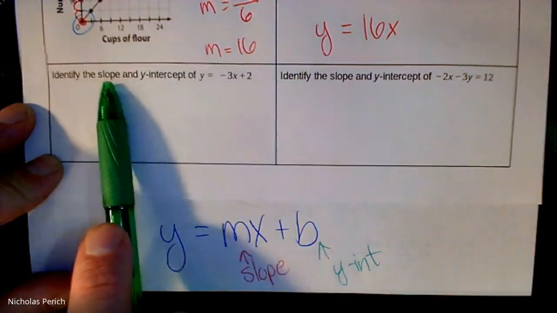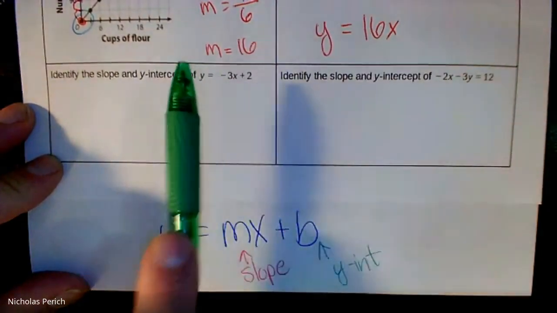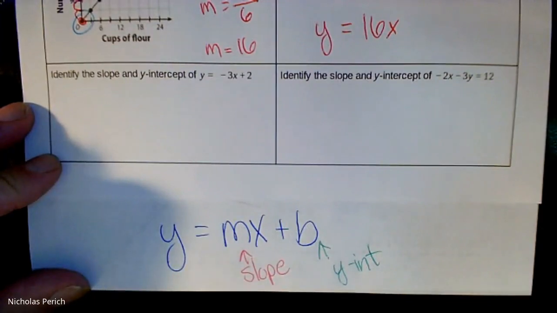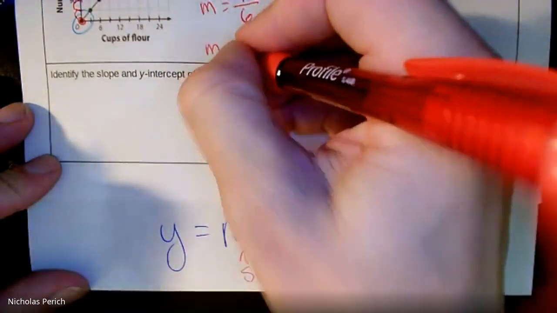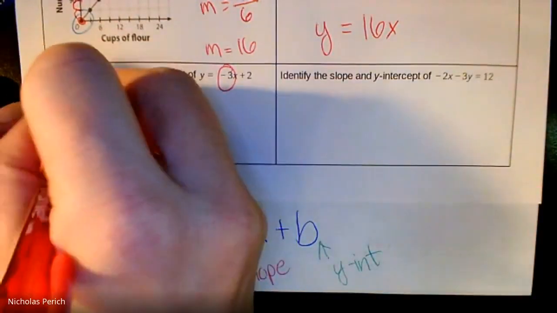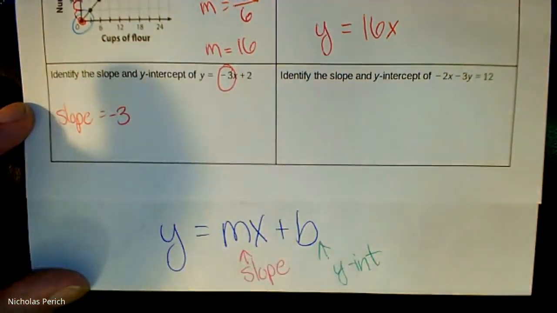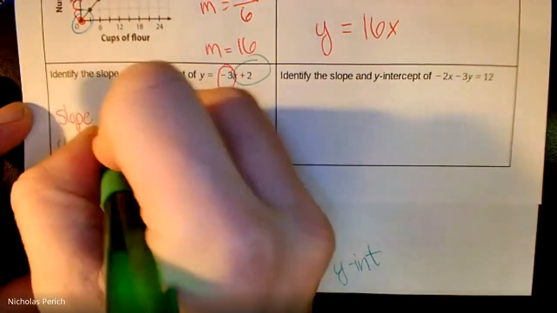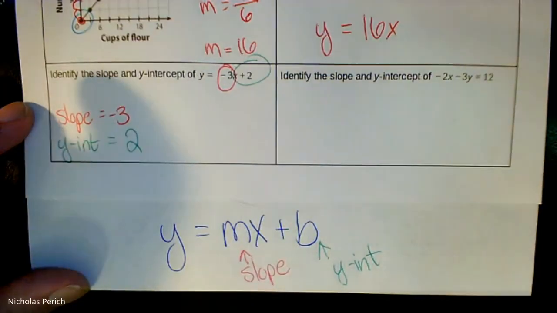So when it says identify the slope and y-intercept of y equals, this makes me happy because y is already by itself. And when y is already by itself, the number in front of x is my slope. So I can say the slope is -3. And when y is all by itself, the number floating around is my y-intercept. So my y-intercept is +2. So I'll put y-int equals +2. Dunzo! Oh, it's so great when y is all by itself.